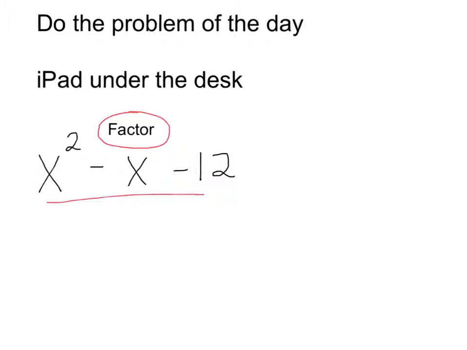Now, does this go in the form x squared, and then x, and then a number without a variable? Does it follow that form? It does. So what's this form called? Quadratic. Quadratic form.